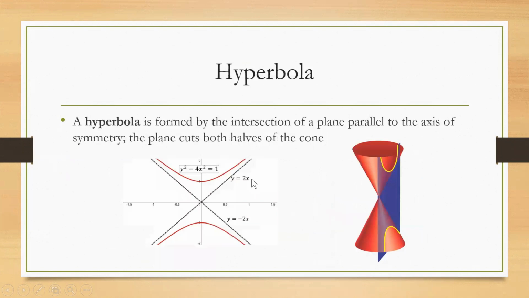Okay, next we have hyperbola. A hyperbola is formed by the intersection of a plane parallel to the axis of symmetry. The plane cuts both halves of the cone. So we have a double right circular cone that is being cut by a plane parallel to the axis of symmetry.